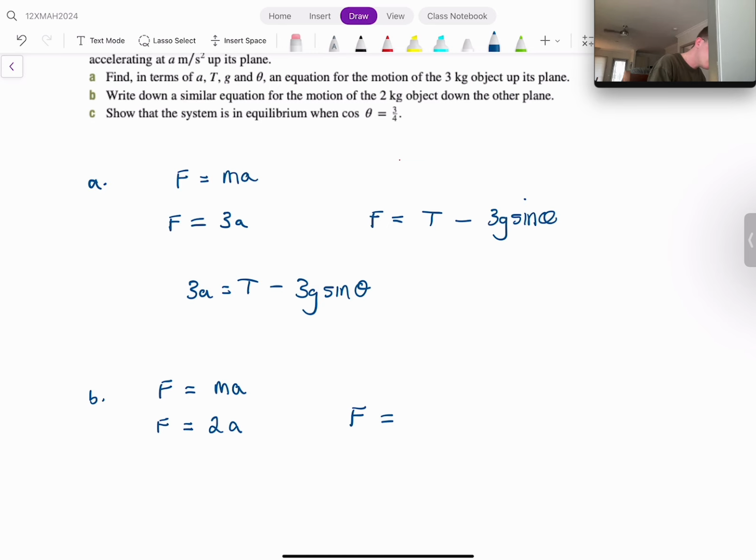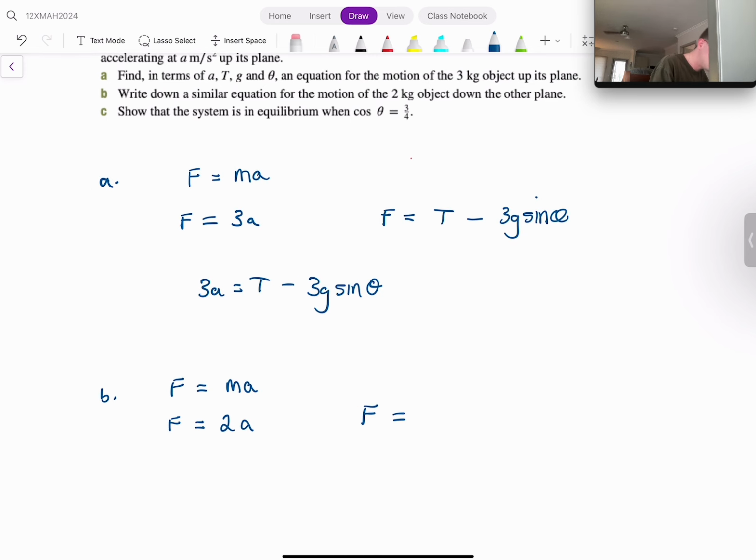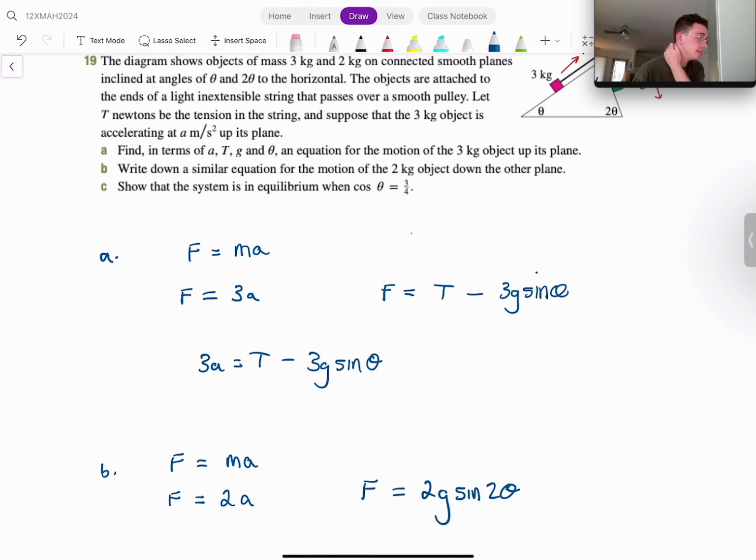So the force of gravity in the direction of the plane, or the weight force in the direction of the plane, is what's pushing it down. And that's always mg sine theta. Mg sine theta is always, every single time, the component of the force in the direction of the plane. So it's going to be 2g sine, now we're told in the question the angle is 2 theta. So 2g sine 2 theta.